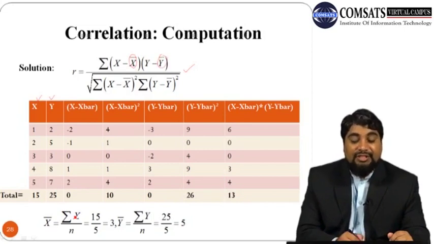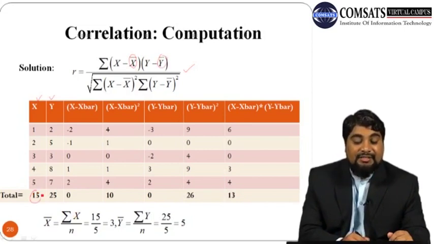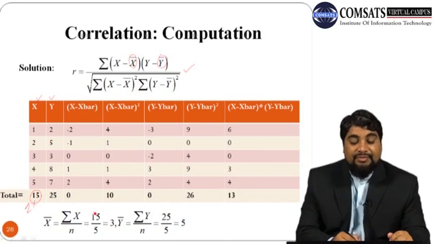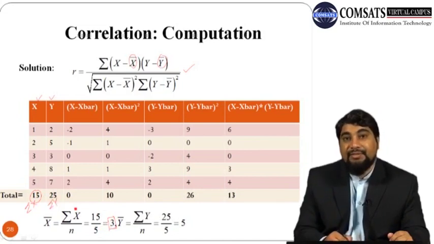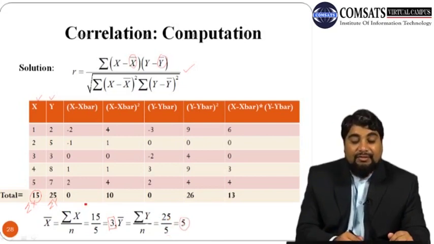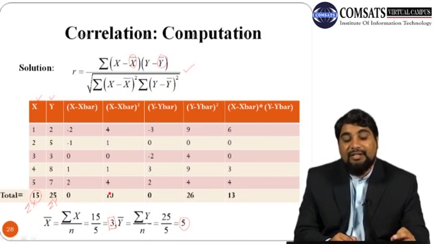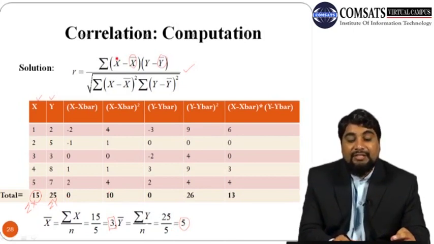So x bar is summation x over n. Summation x is 15, so 15 over 5 we get x bar as 3. Similarly, summation y is 25, so y bar is summation y over n, 25 over 5, we get 5. So we have the values of x bar and y bar. Now calculate x minus x bar and y minus y bar. So construct these two columns, x minus x bar and y minus y bar.